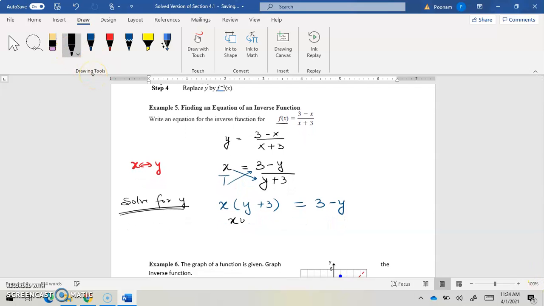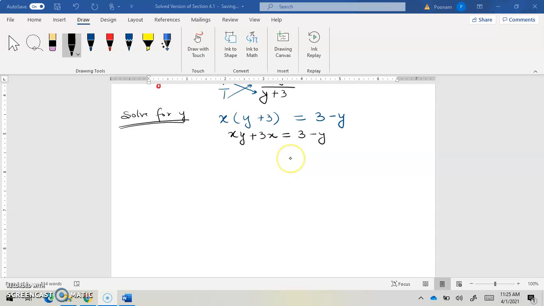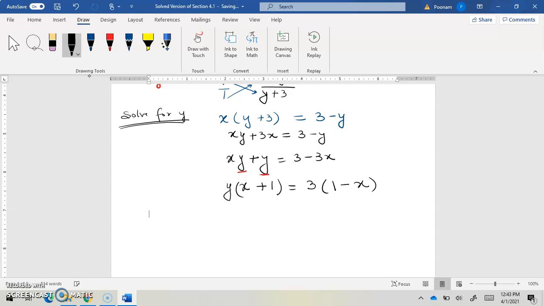Let's write it as xy plus 3x using the distributive property. To isolate y, bring all the y terms on one side. xy plus y is equal to 3 minus 3x. Now if you notice, y is a common factor in both of the terms on the left side. So if I factor out y, x will be left in the first term. There is only y in the second term, it will be 1. On the right hand side, 3 is a common factor. I can factor it out. It will look something like this.